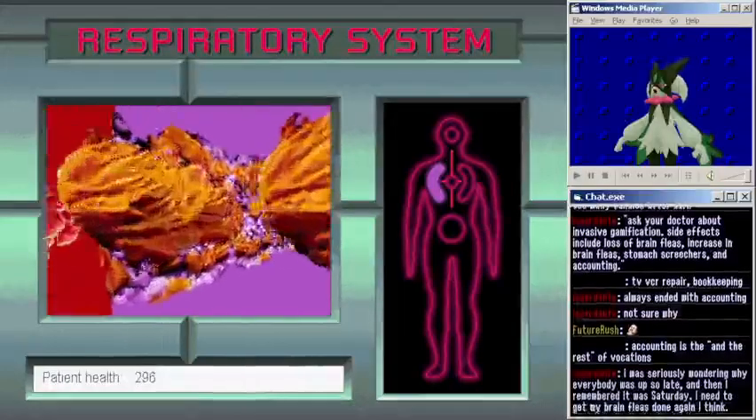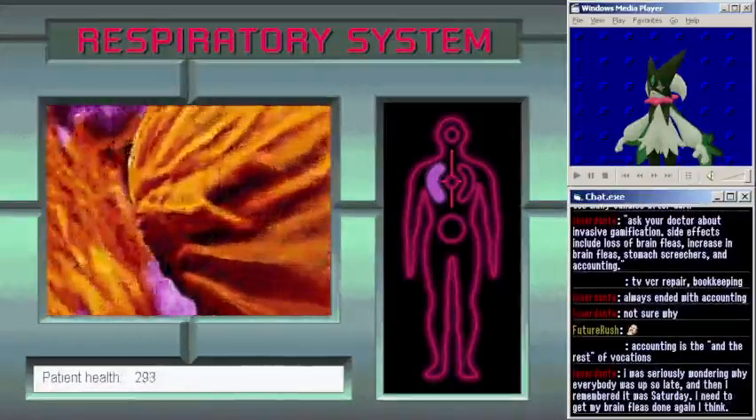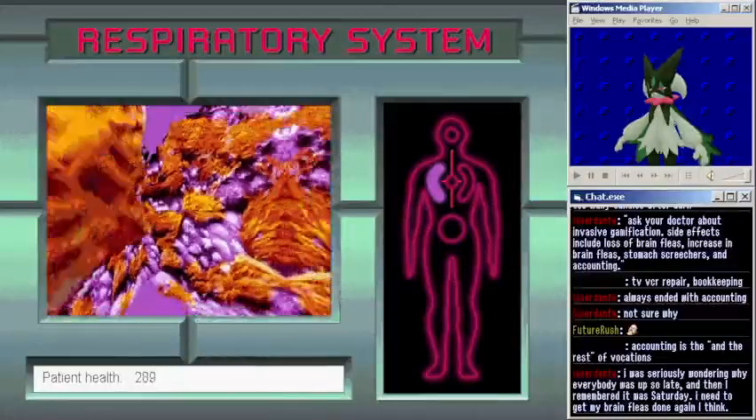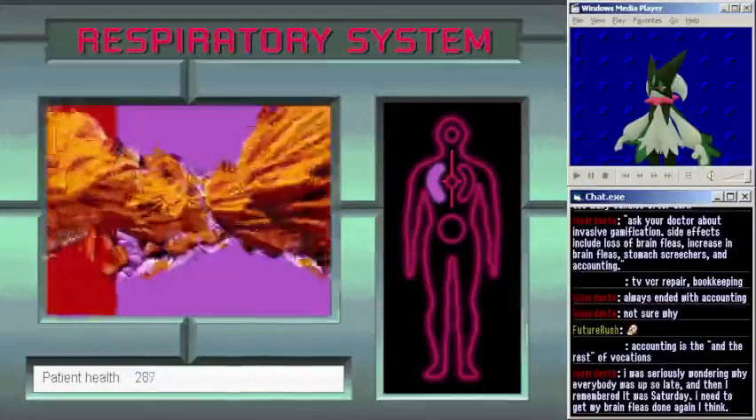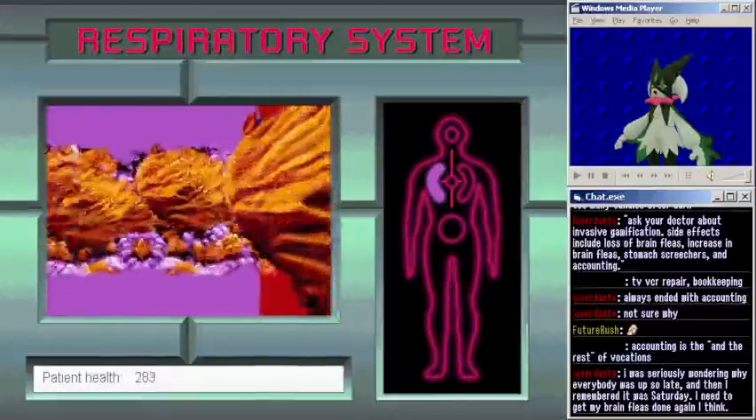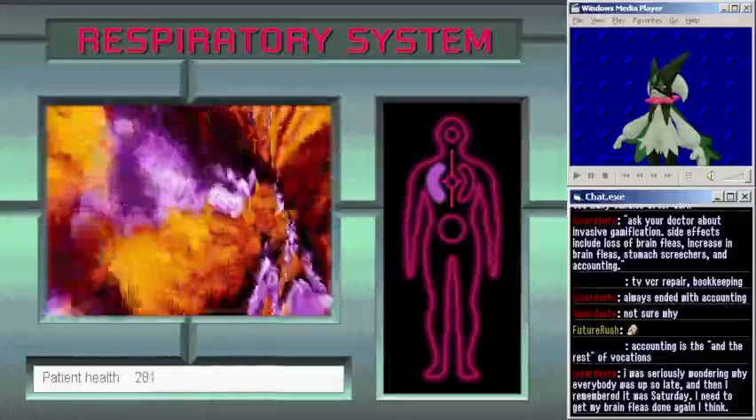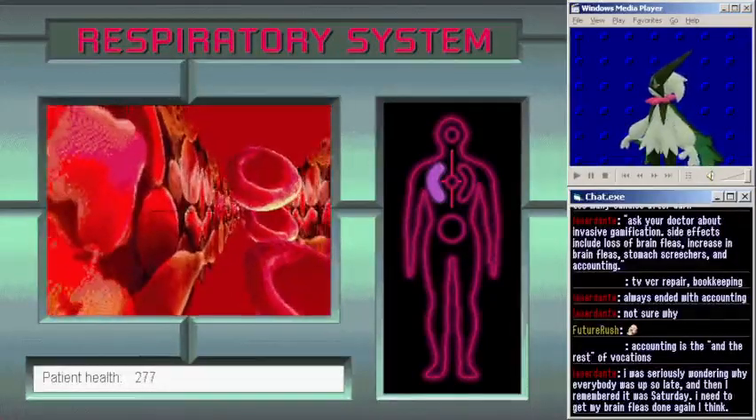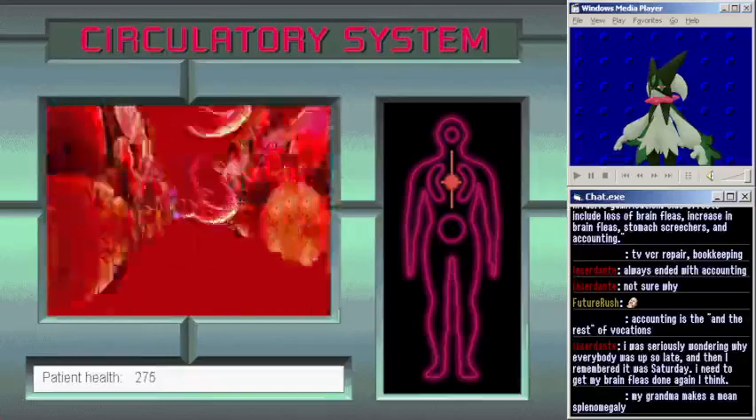Bacteria again, huh? Oh, bacteria! I was seriously wondering why everybody was up so late, and then I remembered it was Saturday. I need to get my brain fleas done again, I think. Yep, good old brain fleas. Speaking of, though, I don't see anything in this lung. I think they dropped me in the wrong lung. My grandma makes a meat splenomegaly.